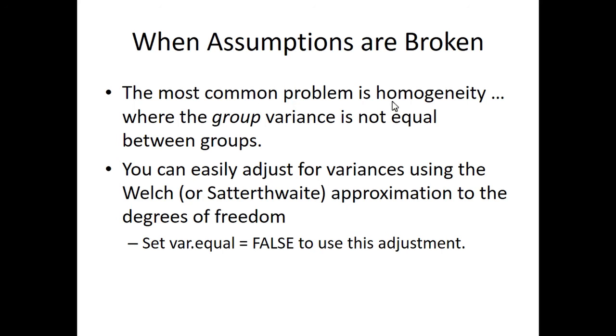and that's where you actually set var.equal to false. I told you to leave it as true. We're going to assume equal variances just so we all get the same answer. But if you set it to false, it will run a Welch correction. And your degrees of freedom will be like 12.25. It looks weird, but it corrects for how unequal the variances are. So if your variances are equal, it actually doesn't do a whole lot to your degrees of freedom. If your variances are wildly different, it will reduce your power.